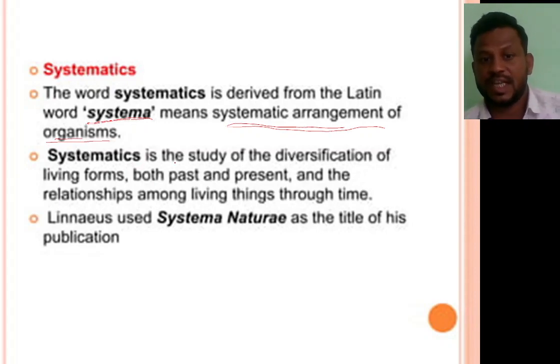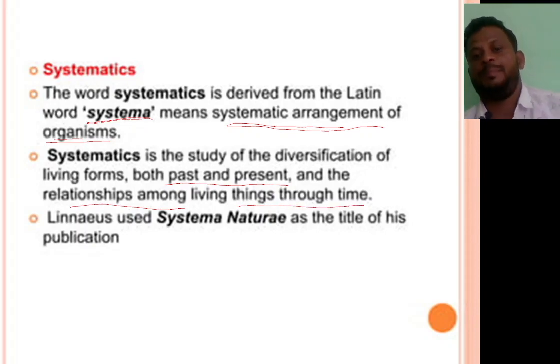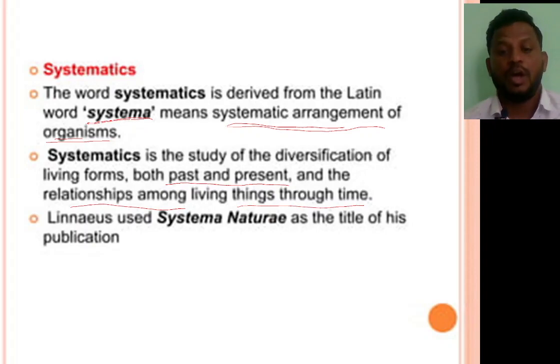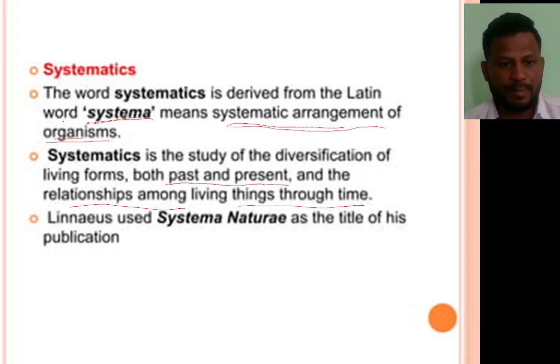Systematics, second point. Systematics is the study of the diversification of living forms, both past and present. It means systematically we are going to categorize them, before and present and after, and the relationship between the before and the present also. Here we can see the relation among living things through time, how they are related with the living organisms. Systematically, we categorize them by using past knowledge and present knowledge, or past data and also present data.